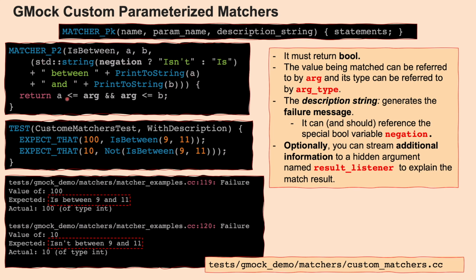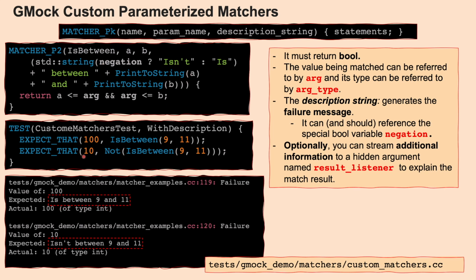The body of the matcher checks if its argument, which is this value, is between A and B, which are these two values. Now let's look at the output. Here I'm checking if 100 is between 9 and 11, which it obviously is not. So I will get a message like this. I will see that expected is between 9 and 11. And this is exactly what we specified here. Negation for this case is false. So we take is, and then between, and then the value A, the word and then the value B. This is exactly what we wrote here.